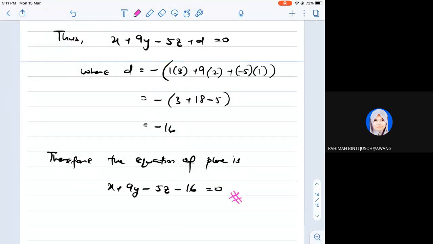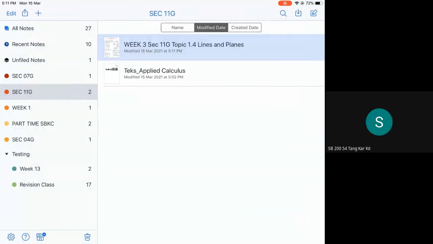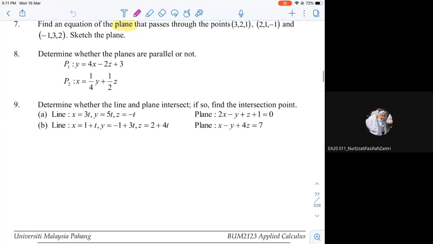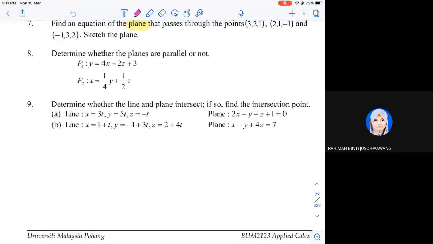Mana lagi mudah? Equation line ke equation of plane? Line. Tak apa. Practice make perfect.